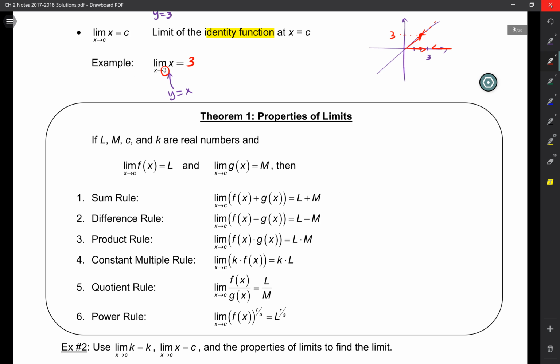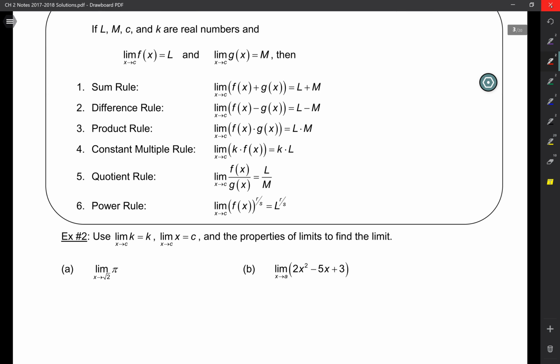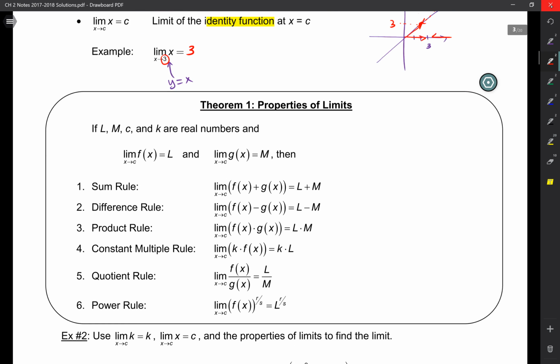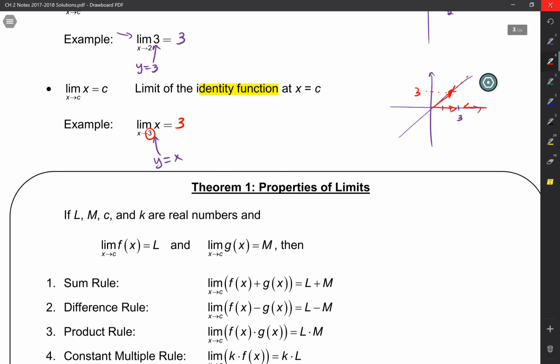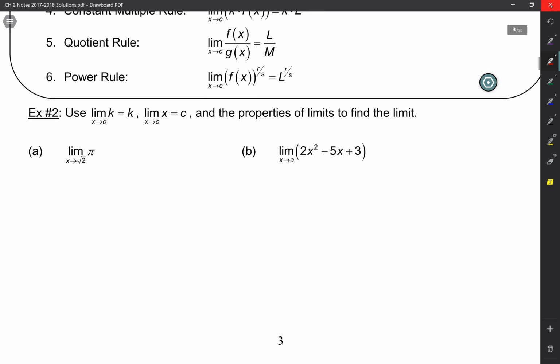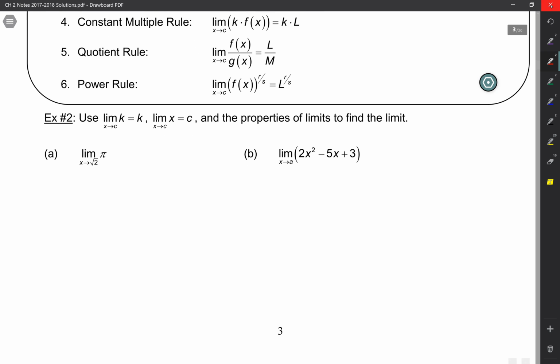These are all of the rules that we put there. We don't ask you to memorize them. We're going to use them as we go through the section, so I'm not going to ask you to memorize any of those. So let's do the first one there. You have the limit as x approaches 2 of pi. What kind of a function is pi? It's a constant, so it's going to be just pi.